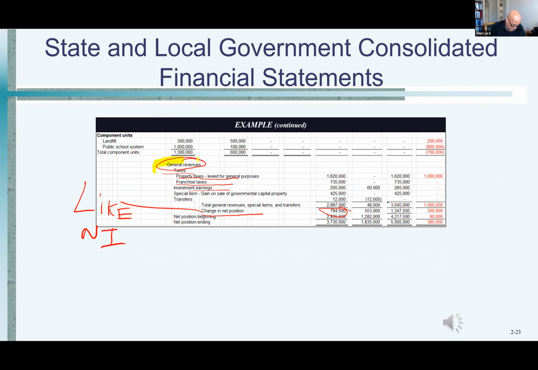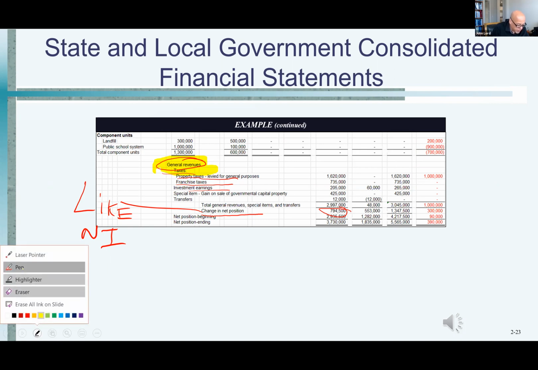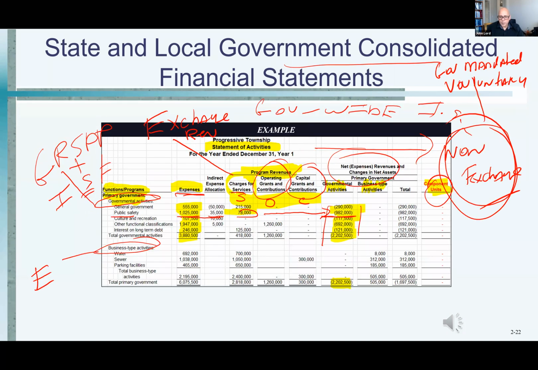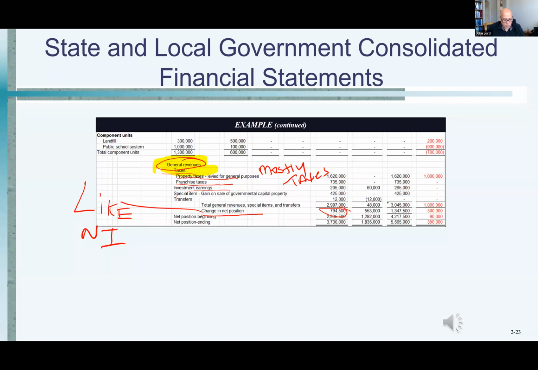You have general revenues, and these general revenues down here are mostly taxes. Okay, so this is what? This is an upside down income statement, isn't it? Expenses at the top, right? All of our expenses up there at the top. And then our revenues at the bottom, which are mostly taxes.